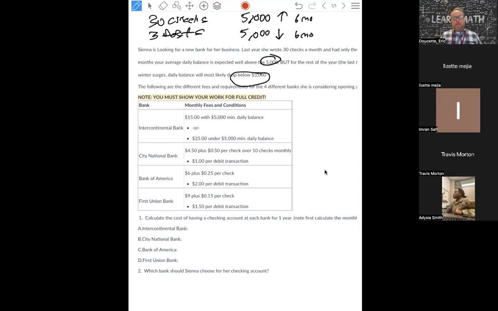So what you're trying to do here is, based on her needs, figure out which bank is going to be best for her and cost the least amount of money every month, right? So you try to figure out the monthly amount, but sometimes the first thing you have to do is figure out the annual amount. Just depends on what it is.